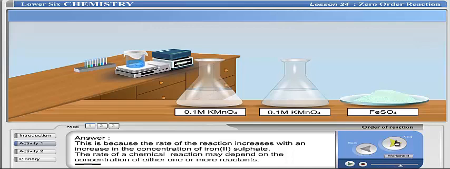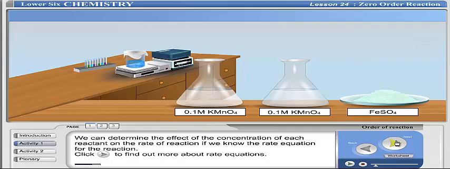The rate of a chemical reaction may depend on the concentration of either one or more reactants. We can determine the effect of the concentration of each reactant on the rate of reaction if we know the rate equation for the reaction. Click next to find out more about rate equations.